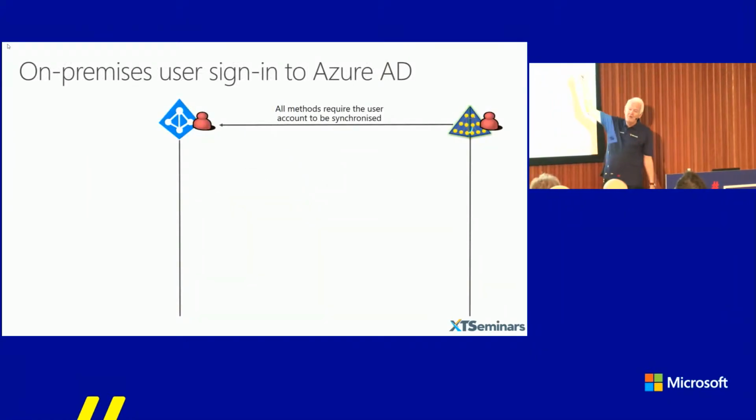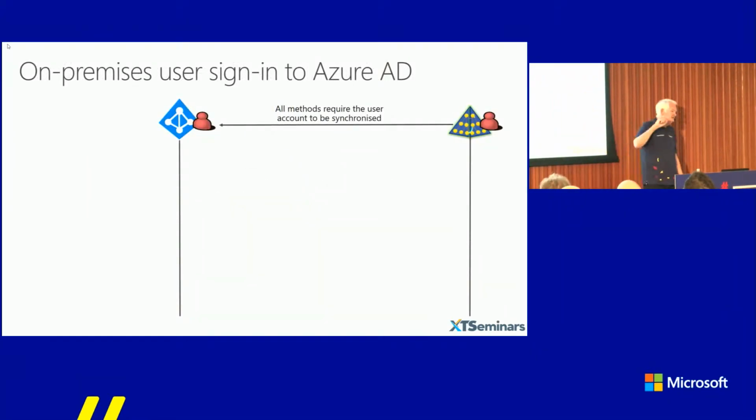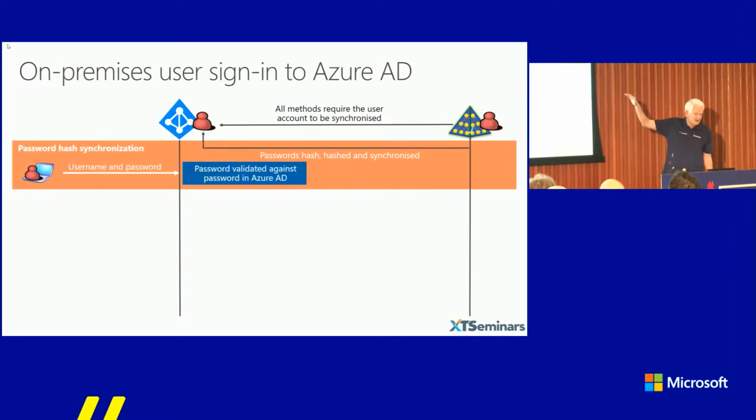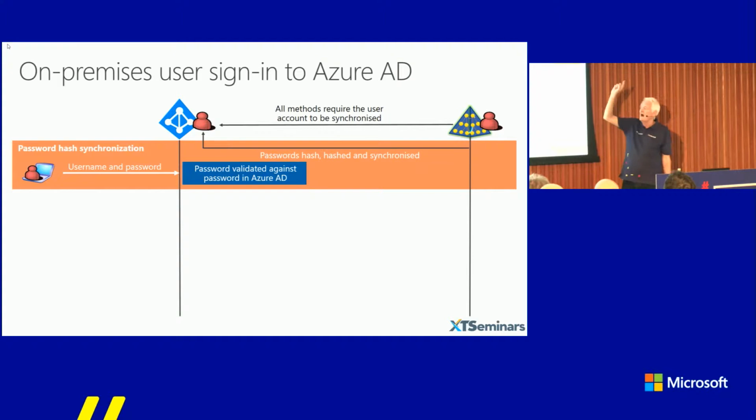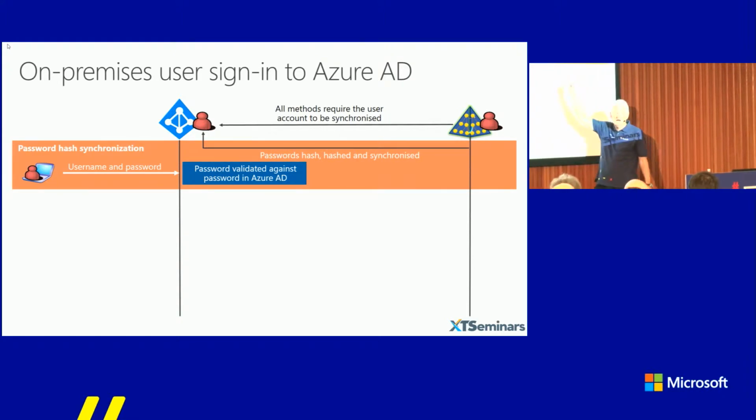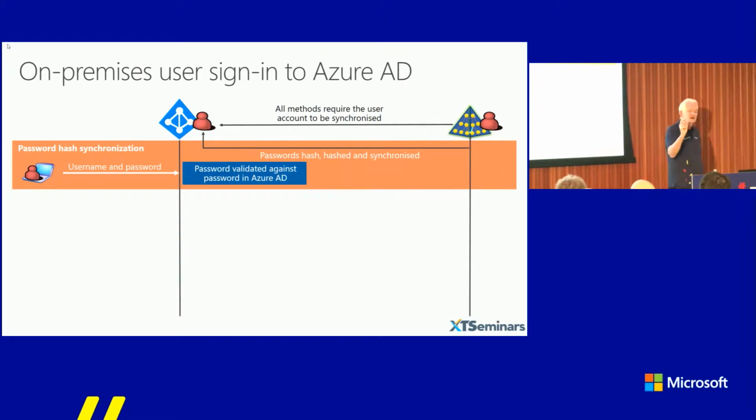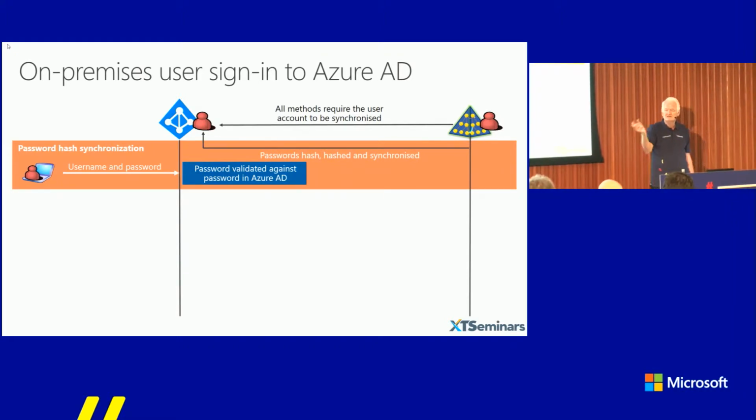So, on-premise users signing into Azure AD. First option is we can do password hash synchronization, and there we are validating the user's password against the password held in Azure AD. But of course, it's not actually the password, it's a special hash of it, and I'll come back to that.